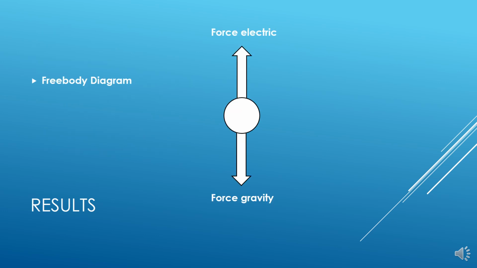This is the free body diagram for the experiment. Because the tape is not moving, the net force on it is zero, and therefore the magnitude of the force of gravity acting in the negative y direction equals the magnitude of the electric force acting in the positive y direction.